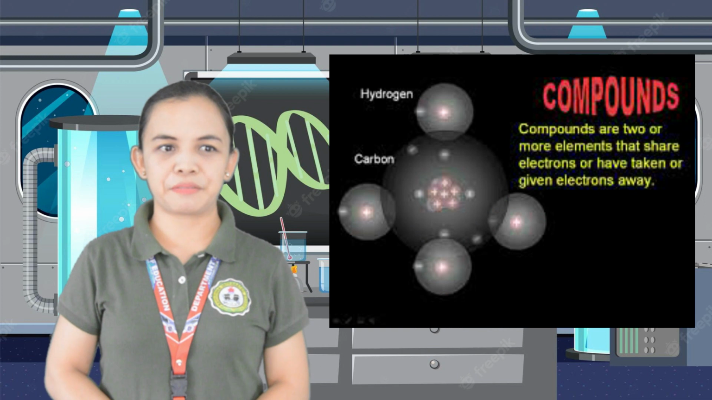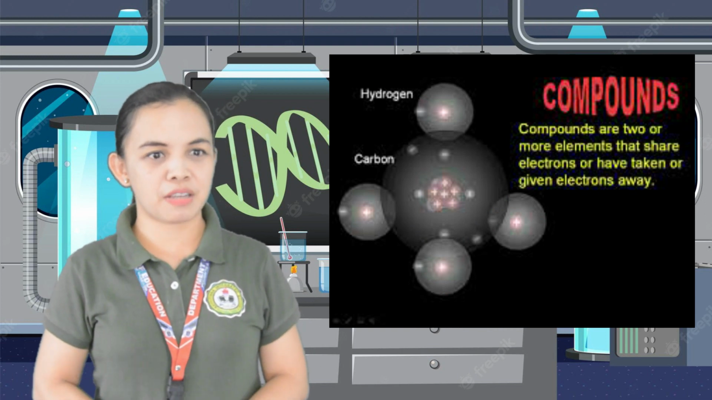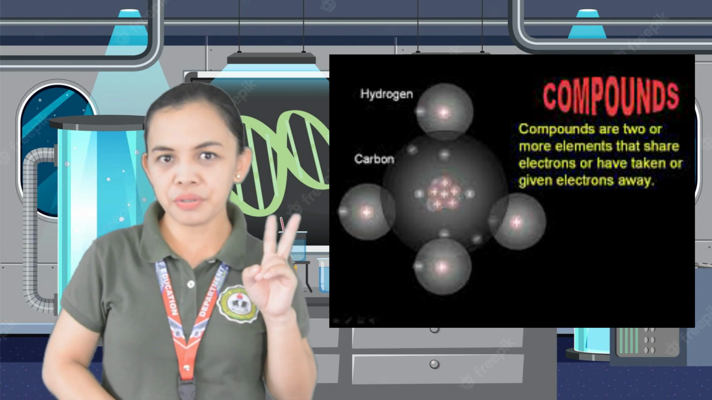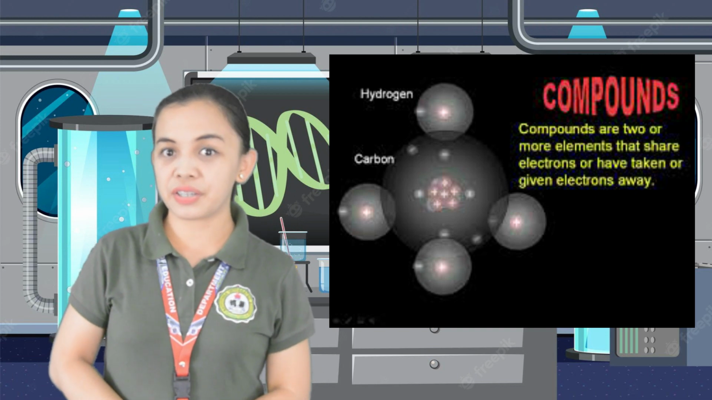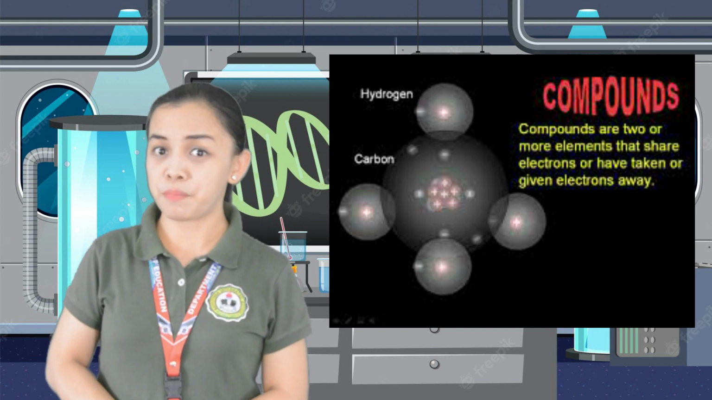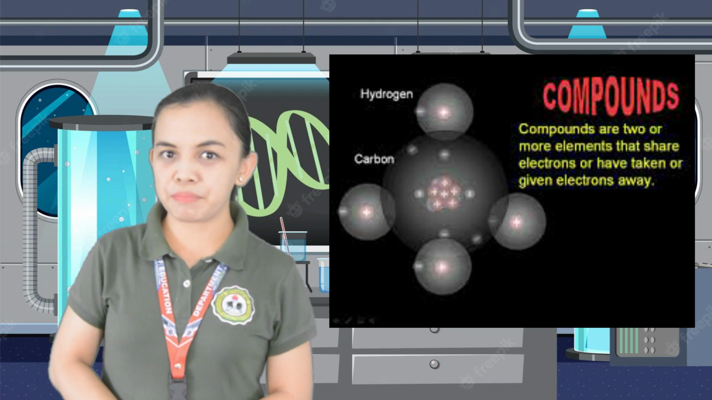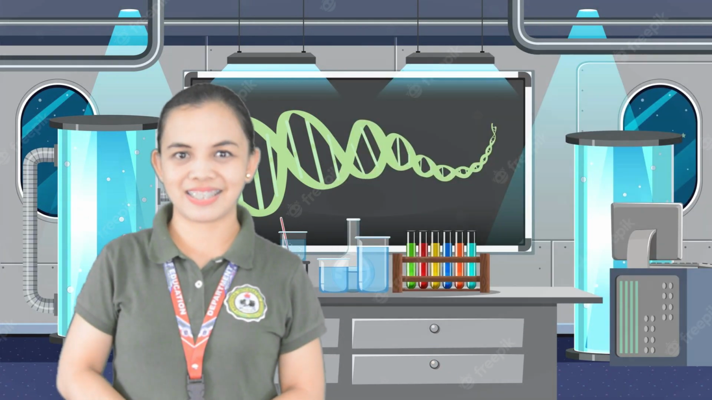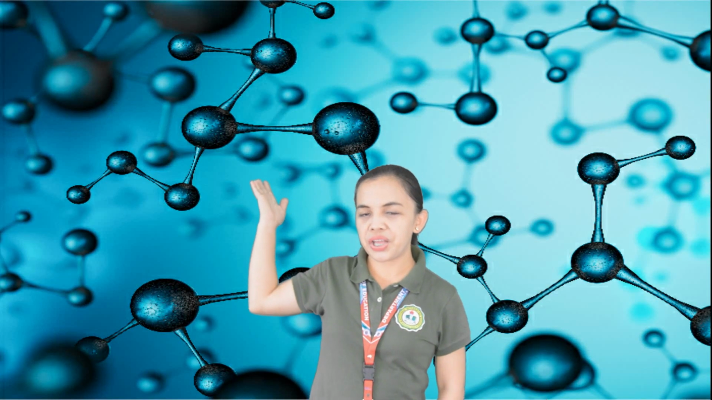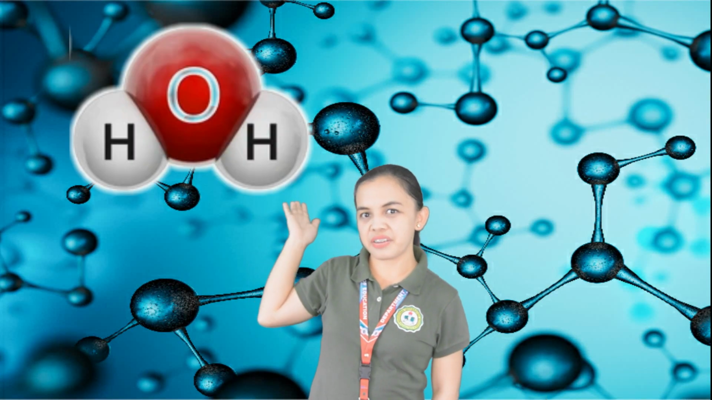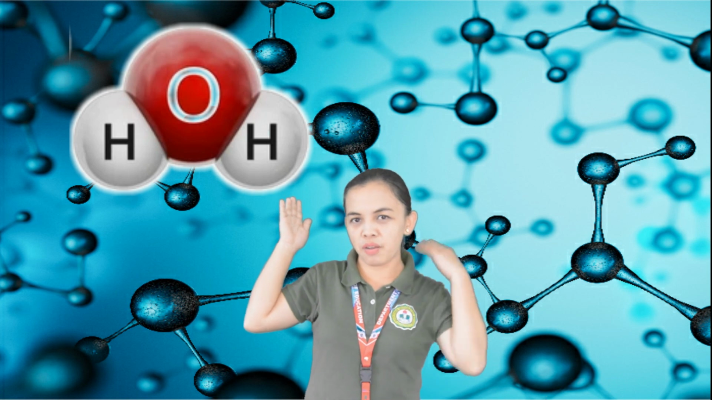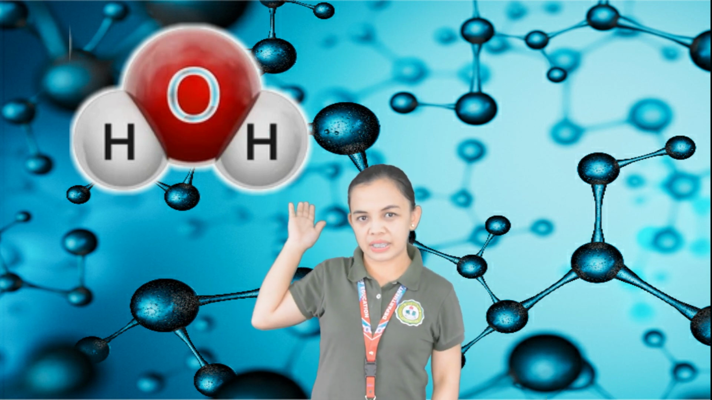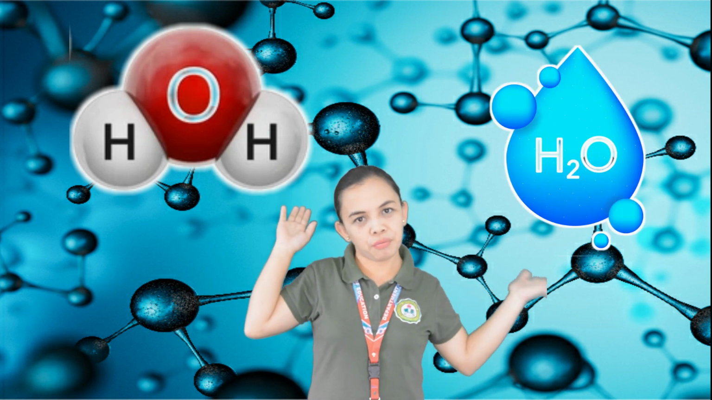After being informed about the elements, let us proceed with the compounds. Compounds are pure substances that contain two or more elements that are chemically combined in fixed proportion. It can be decomposed by chemical means into a simpler substance. Let us have an example. We have 2 hydrogen atoms plus 1 oxygen atom. It can lead to water.